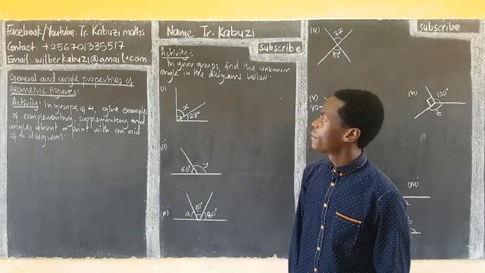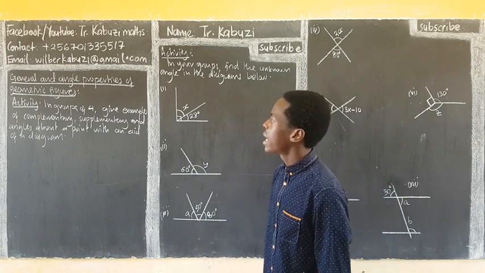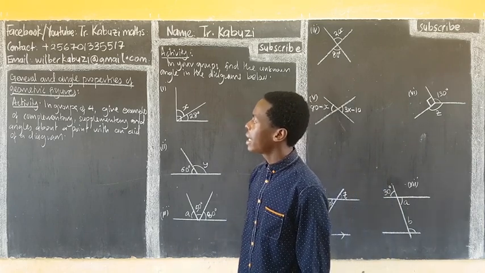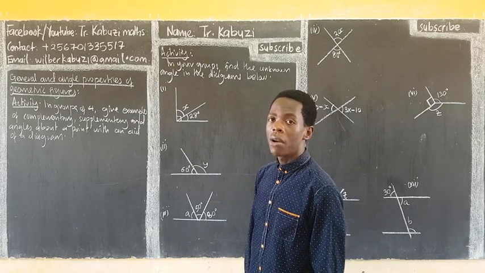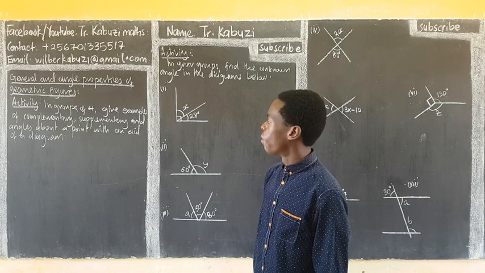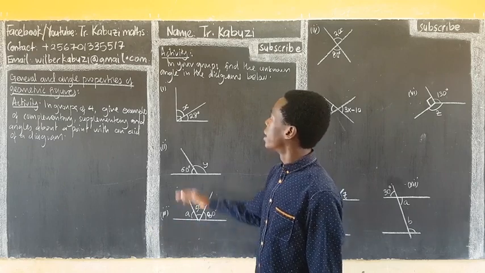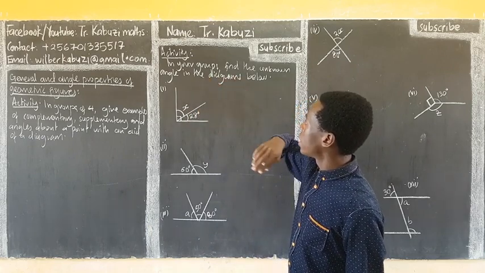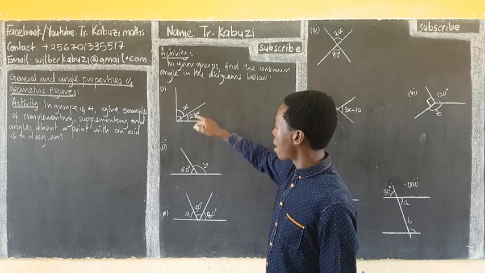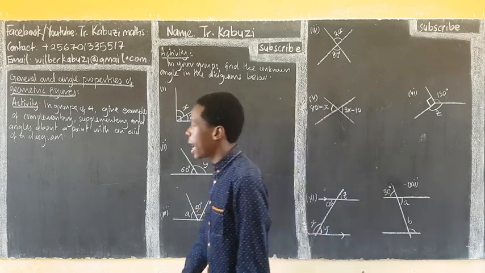So in groups of 4, give examples of complementary angles, supplementary angles, and angles about a point with the aid of a diagram. So if you give complementary angles, you show why you are saying they are complementary, why you are saying they are supplementary. And then these ones you find in your groups, find the unknown angles in the diagrams. So here we have X, Y, A. You find those unknowns there.